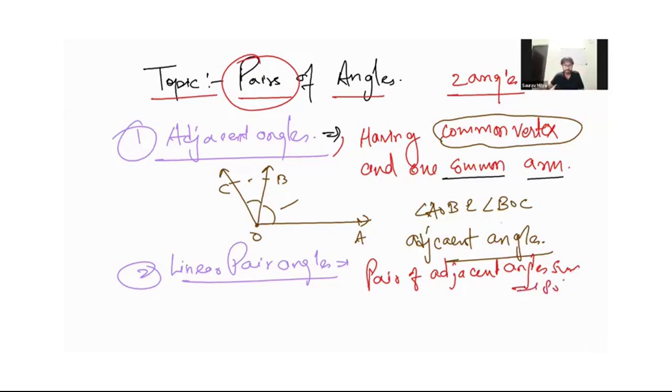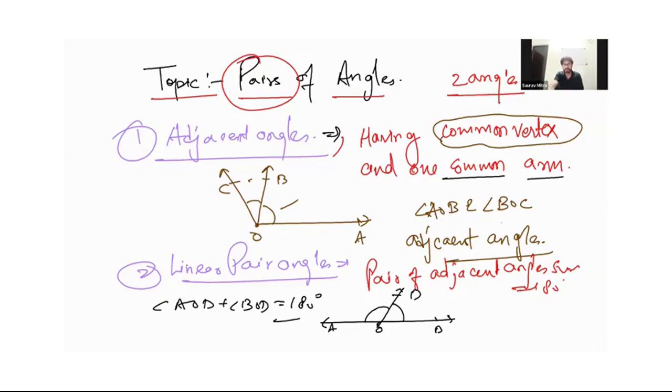Clear? So that means it is like this. Both these angles are adjacent to each other since they have a common vertex and common arm. If I say this is A, O, B, and this is D, both angles are adjacent to each other. So angle AOD plus angle BOD is 180 degrees. The sum of both adjacent angles is your linear pair angles.